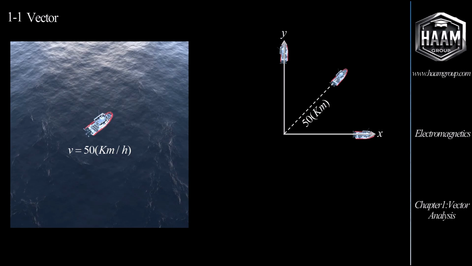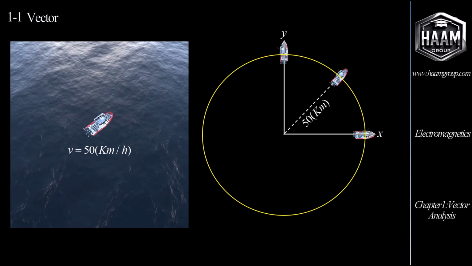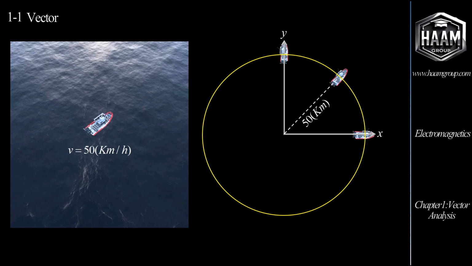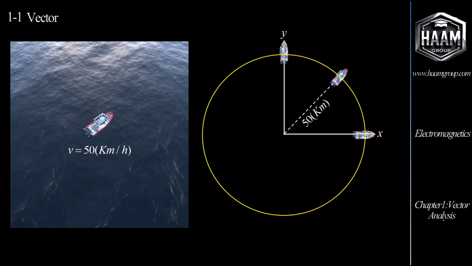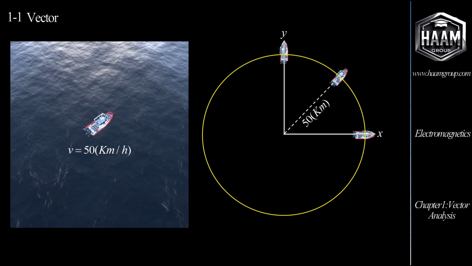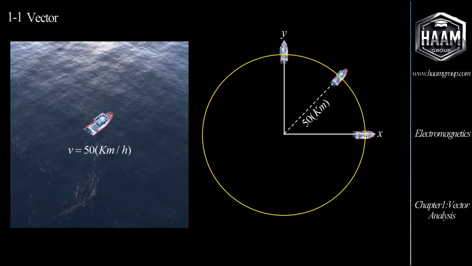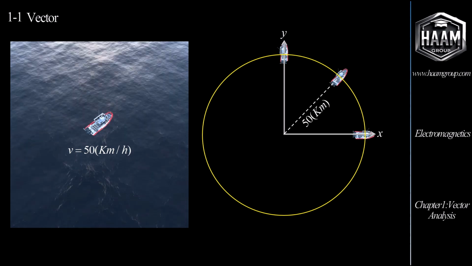In other words, its position must lie somewhere on the circumference of a circle with a radius of 50 kilometers centered at the starting point. The problem here is that we know the magnitude of the vector, but we do not know its direction.